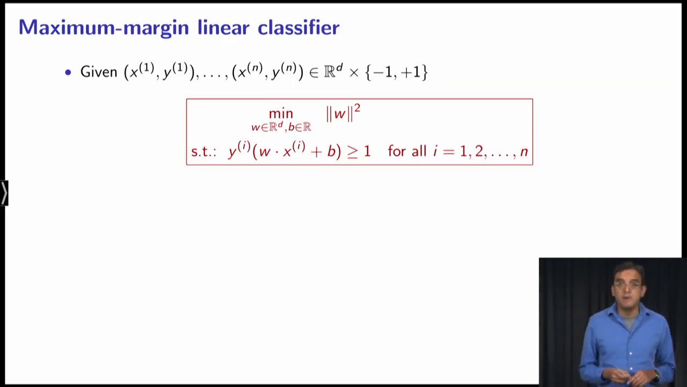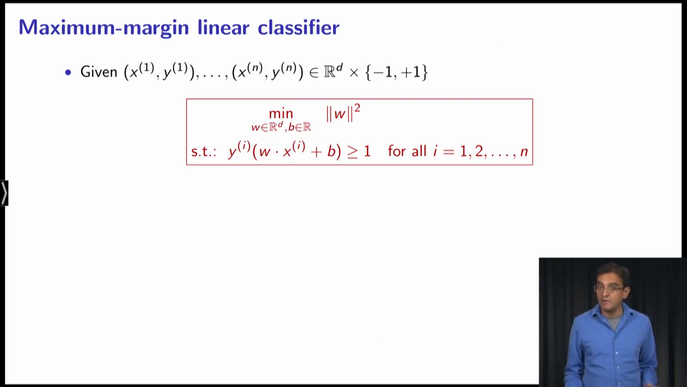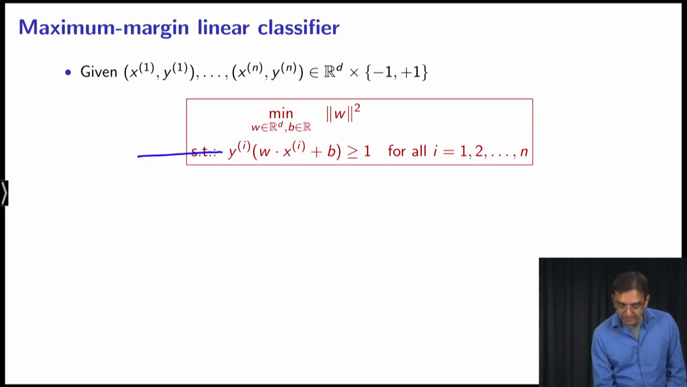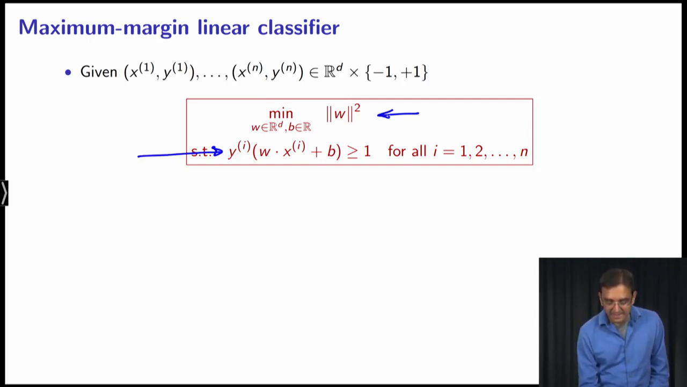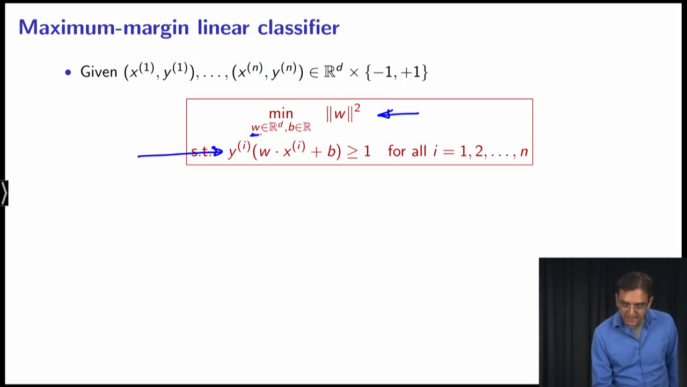So this is the optimization problem we want to solve. We have our n data points. We want to perfectly classify all of them. That's this condition over here. And while perfectly classifying those points, we also want to maximize the margin. So we want to minimize the length of w, or equivalently, minimize the length of w squared. So this is an optimization problem in which the things we're solving for are w and b.